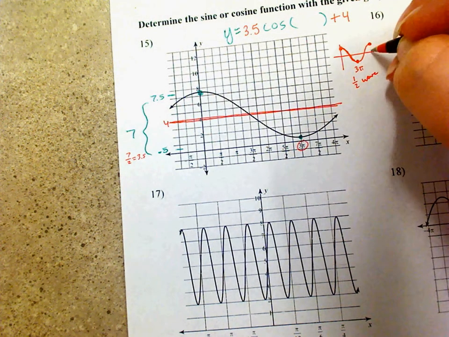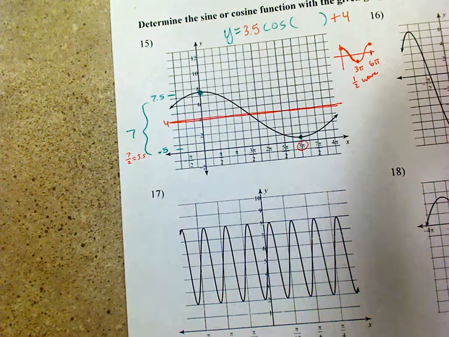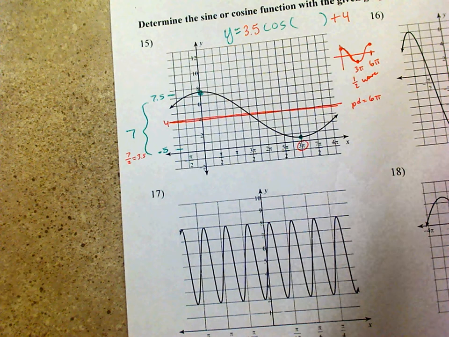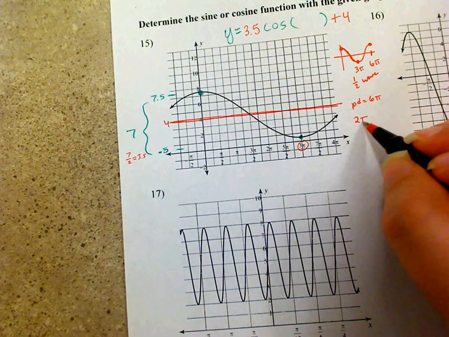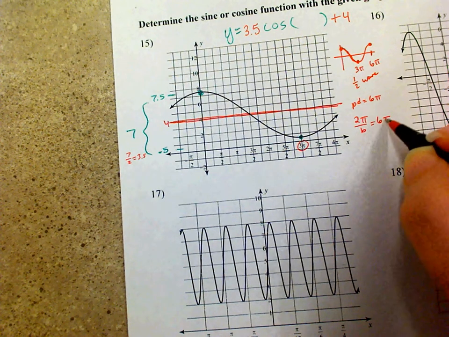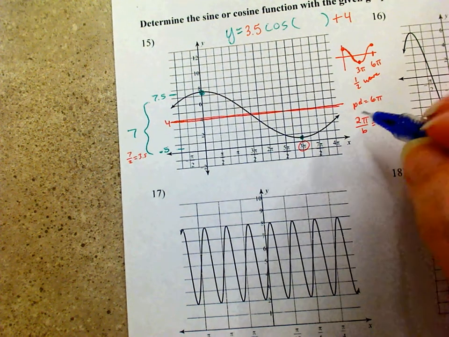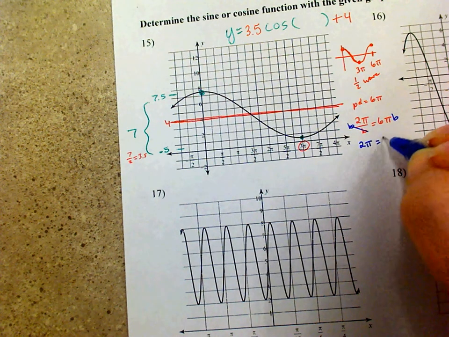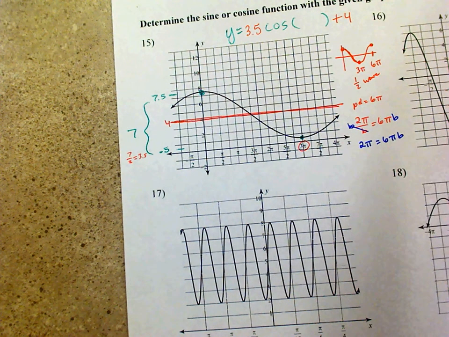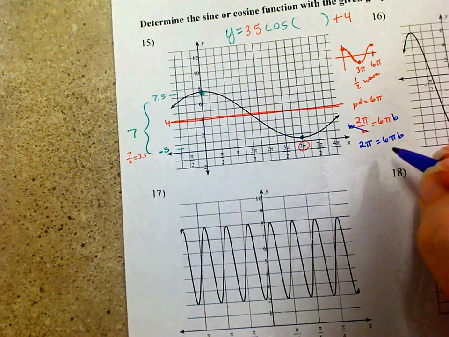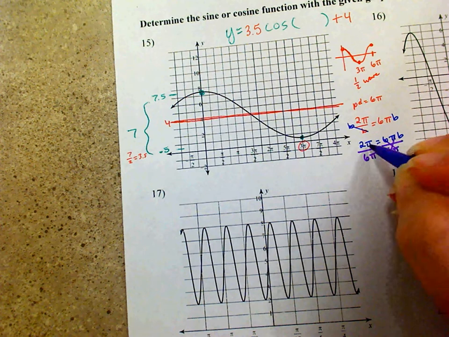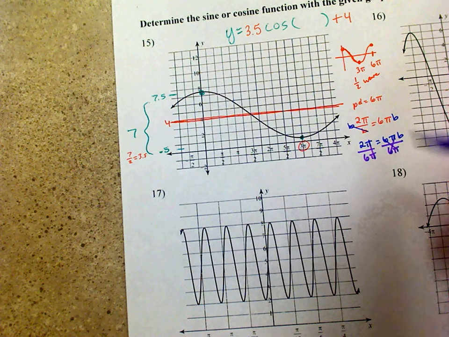But I need to use that to find b in my equation, so I'm going to write 2 pi divided by b equals 6 pi. And then I'm going to multiply by b. 2 pi equals 6 pi b. I need to divide by 6 pi to get b by itself. Pi's cancel out, and 2/6 simplifies down to 1/3. So b is 1/3. Okay?